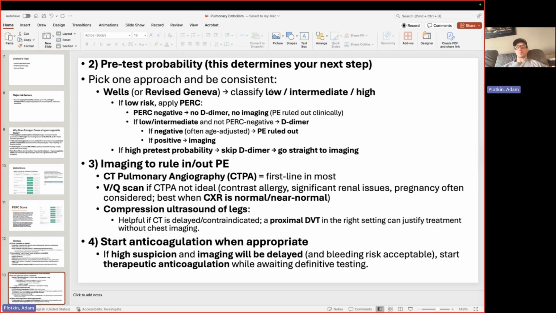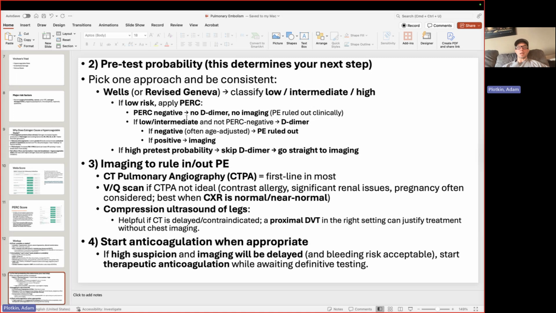So then we think about our pretest probability. This would be good to go over again. I've already explained it once, but we can use the Wells score or the revised Geneva, which puts us into low, intermediate, or high risk. If it's low risk, so the Wells score is less than 4, we can apply the PERC. If the PERC is negative, meaning none of those 8 values come back as a yes, they're all no's, then we don't need to do a D-dimer. We don't need to do imaging. We just clinically ruled out a PE.